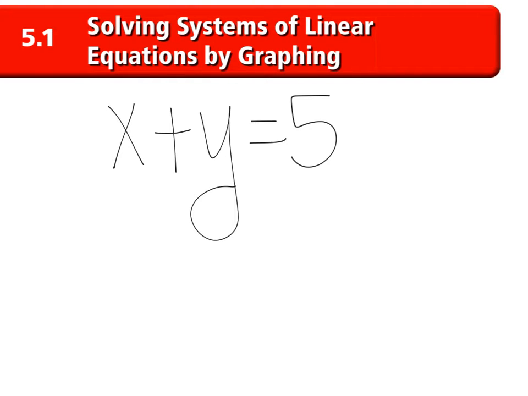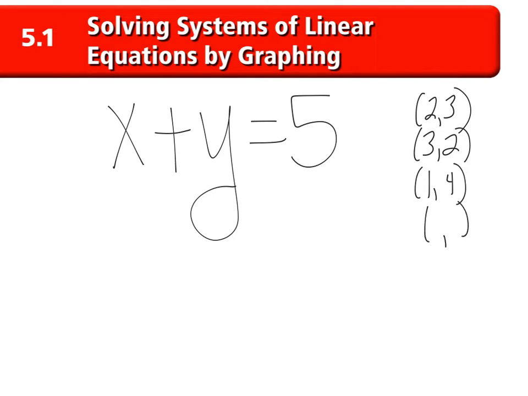Okay? So give me other solutions. 2 and 3, 3 and 2, 1 and 4. Now, how many solutions are there that would make that equation true? Well, you could do things like 6 and -1. You could do -4 and 9. Now, if you graphed all of these, you would probably realize that you would get a line.